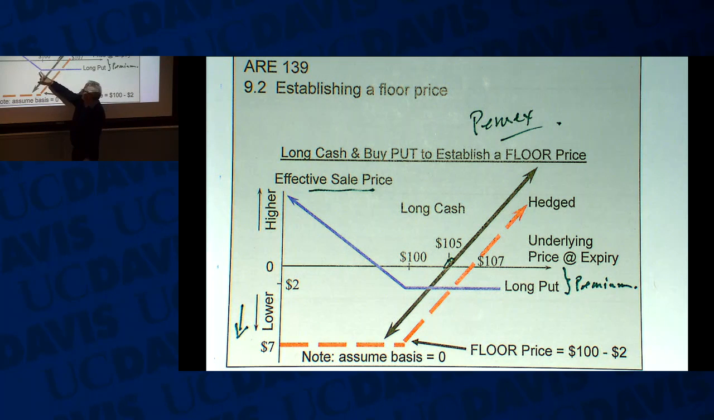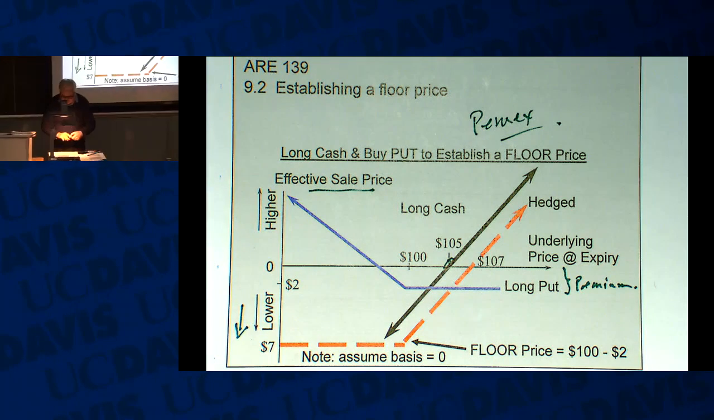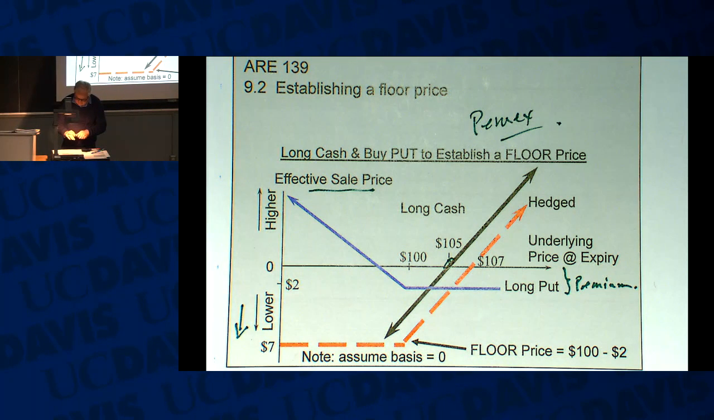You'll see to the left of the kink, there's a 45-degree line going that way and a 45-degree line going this way. So if you add those two together, you get this flat spot. Okay? To the right of the kink, you've got the premium plus this upward sloping black line. So you just shift that black line over by the amount of the premium. And then what you have is this orange line, which is your effective hedged position.